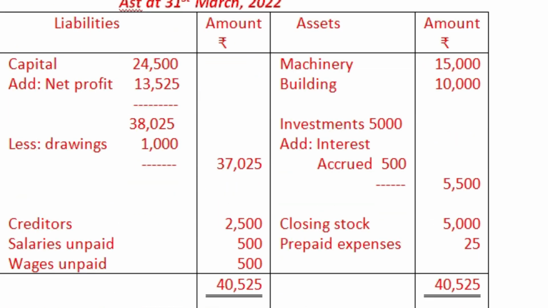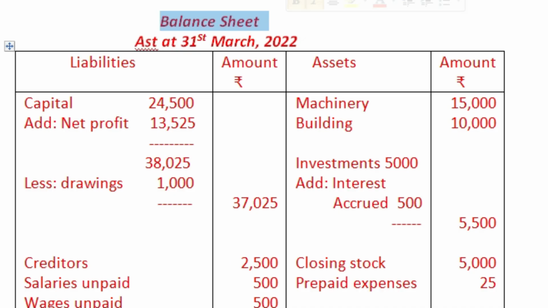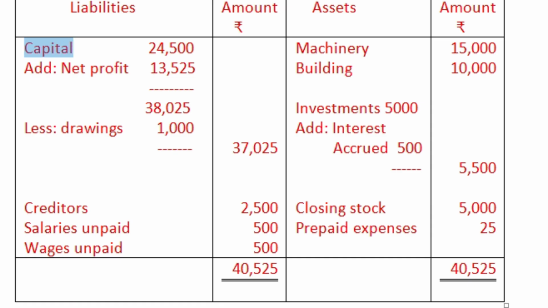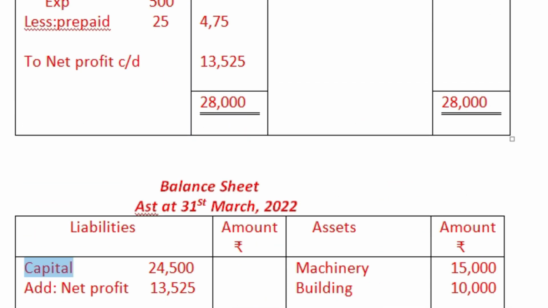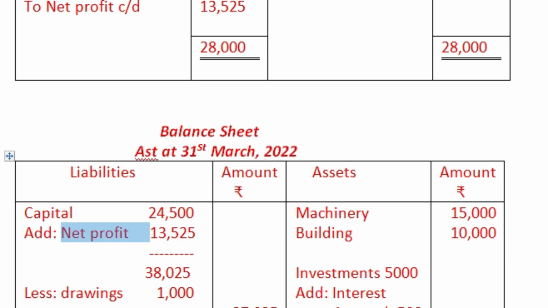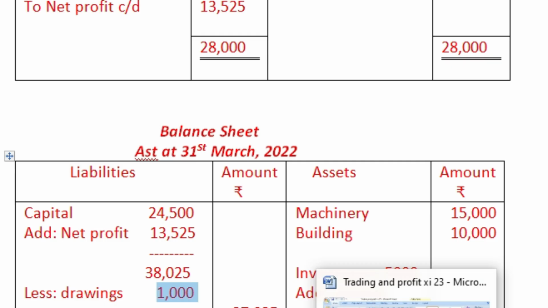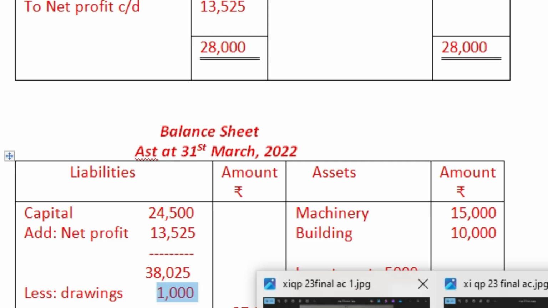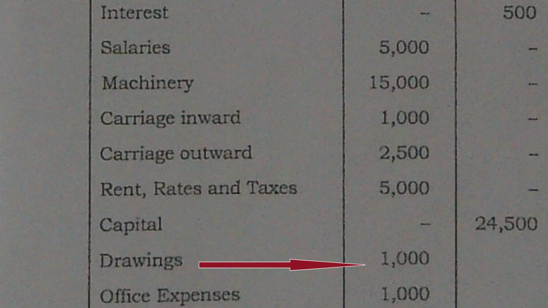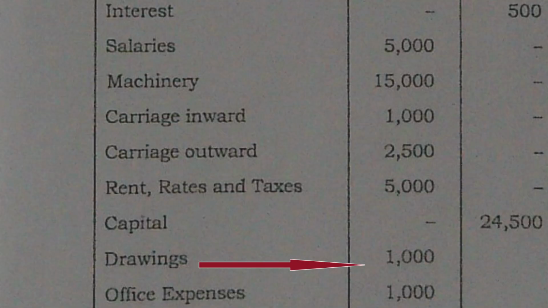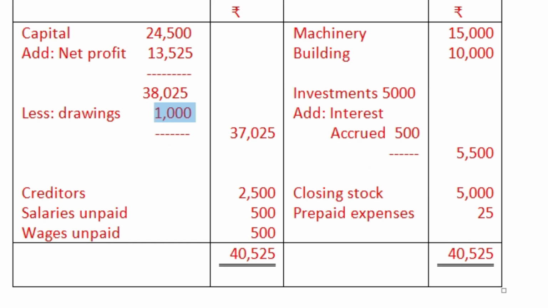Okay, after this, the balance sheet. This is the balance sheet prepared as at 31st March 2000. The balance sheet starts with capital. Capital is given in the question, 24,000, and this net profit shall be added to the capital here. After adding, 38,025, less drawings given in the question, 1,000. Drawings are always deducted from the capital balance after adding the net profit. So 38,025 minus 1,000 is 37,025.